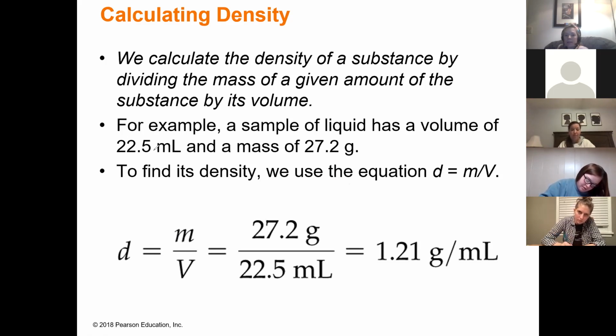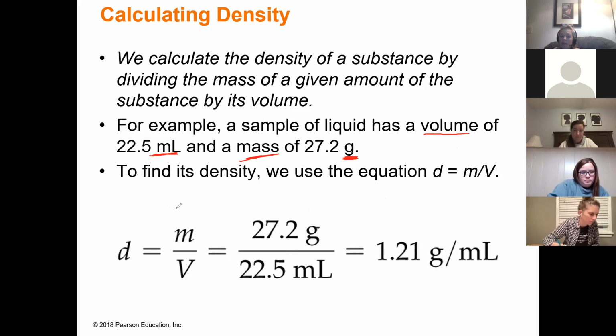It's giving us the mass and the volume. It won't always say the volume is this and the mass is this. Sometimes it'll just say, hey, a liquid takes up 22.5 milliliters and is 27.2 grams. And you have to get in the habit of seeing that word G, gram, and know that it's talking about mass, right? And that when you see something like milliliter or centimeter cubed, that is referring to volume.